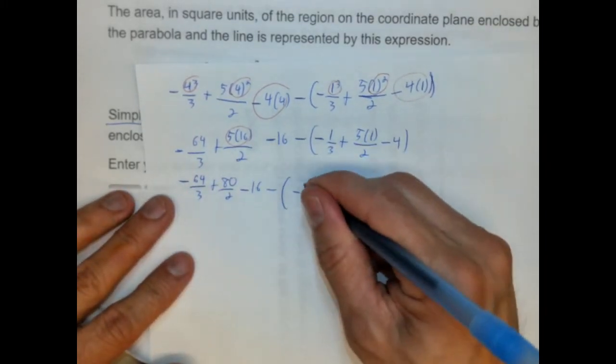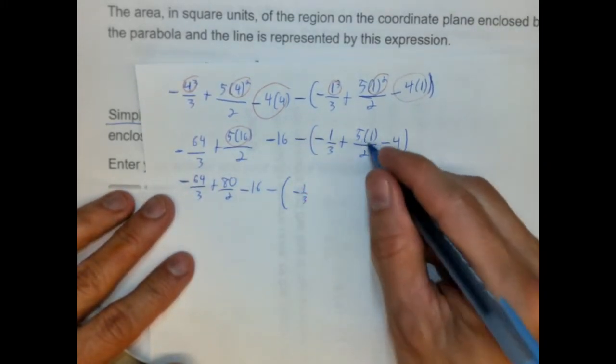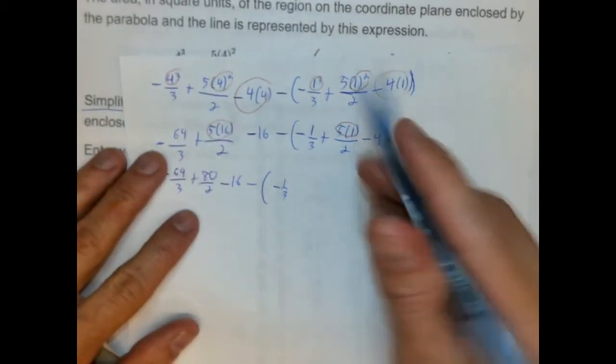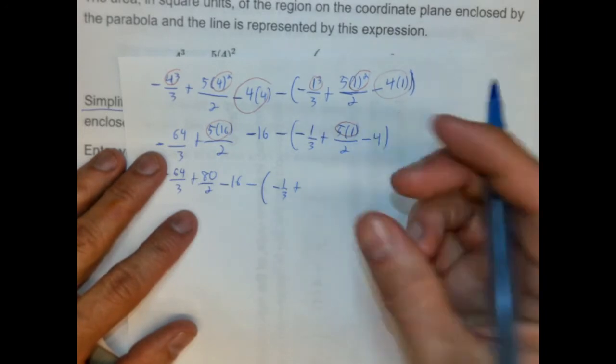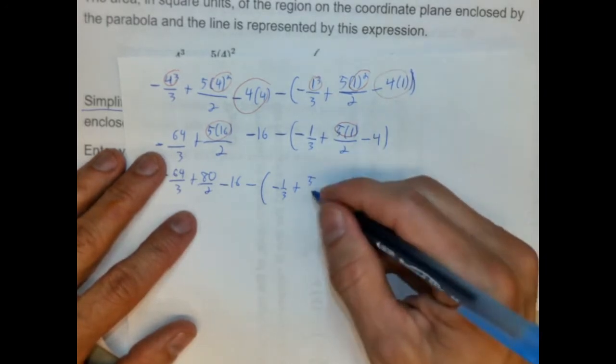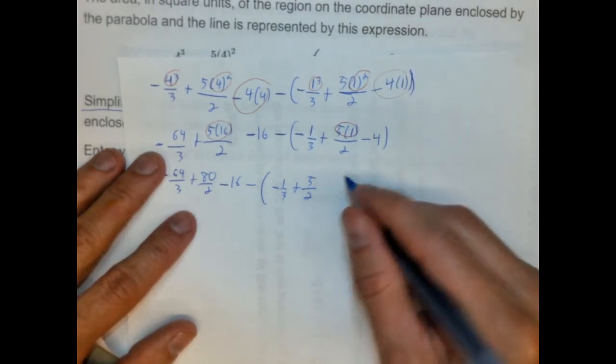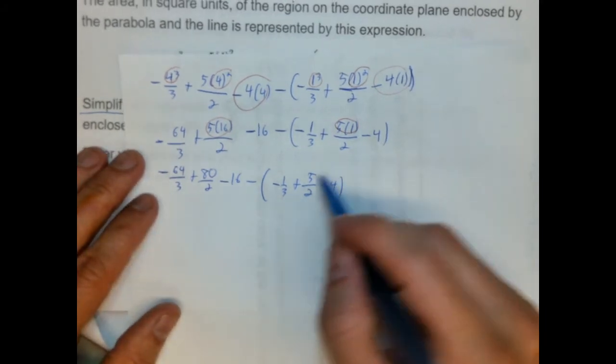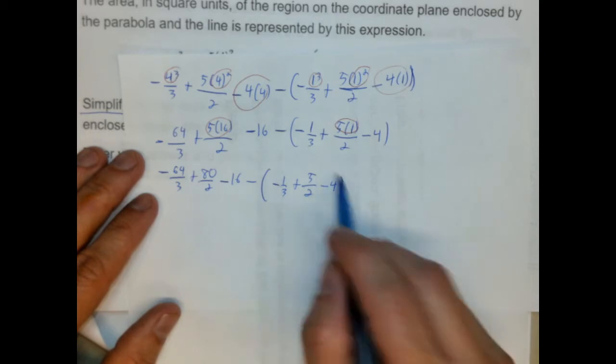Negative 1/3 is going to stay as is. 5 times 1, that's going to be 5. Again, remember, this is worth just as many points as the first part, which you did like that. So this isn't really worth getting too stressed out about. And then minus 4. Okay, so we're going to now focus on getting this simplified.